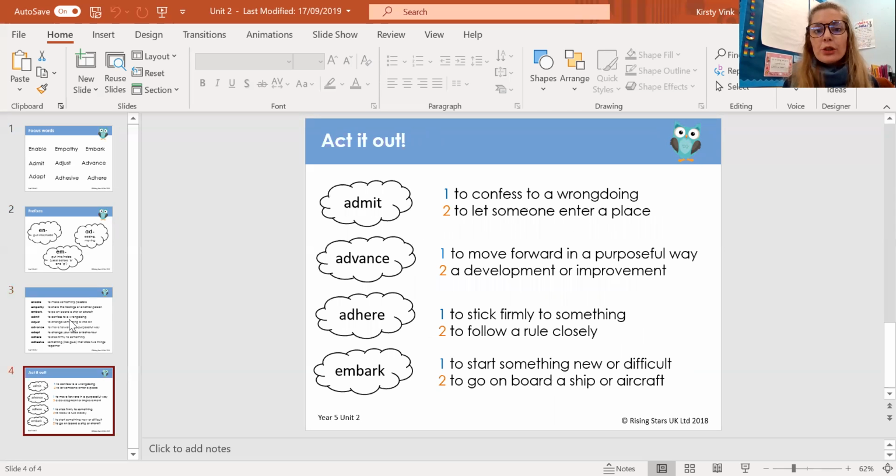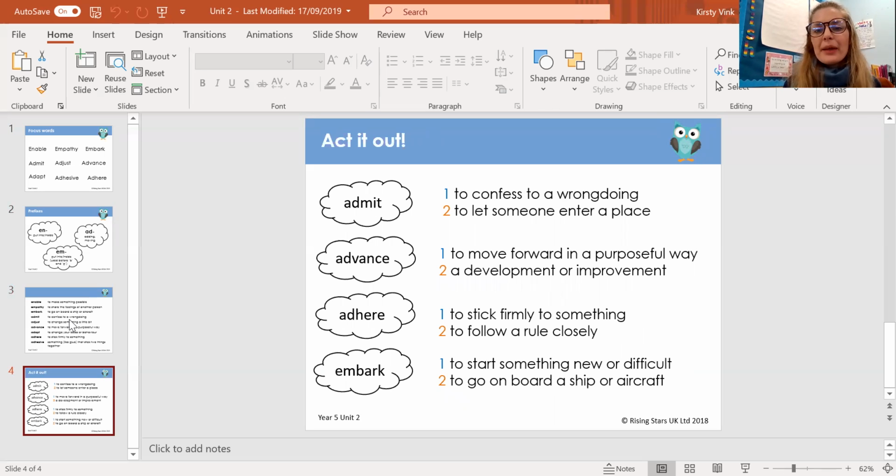So if you want to, you can even act out these words. So if you admit to it, see if you can act out confessing to doing a wrongdoing, all right? It could also be to let somebody enter a place. So on your tickets, you might even see it'll say admit one, which means one person is allowed to come into that place. Advance means to move forward in a purposeful way. That word is really getting to me today.